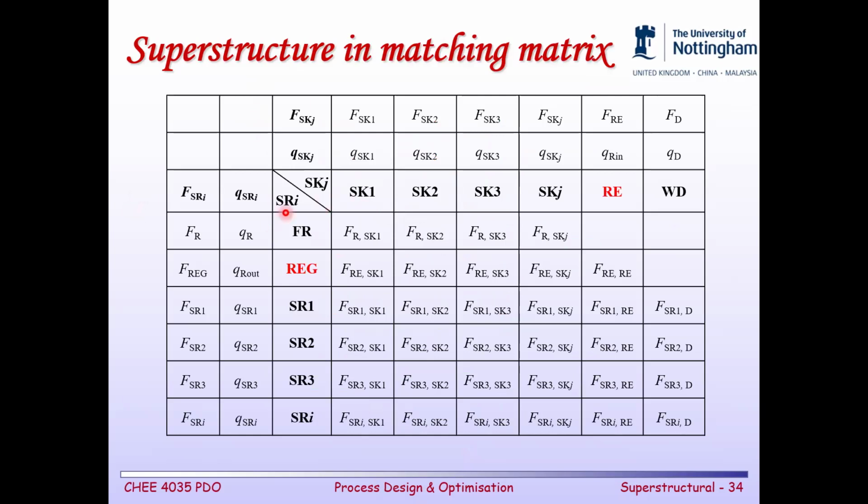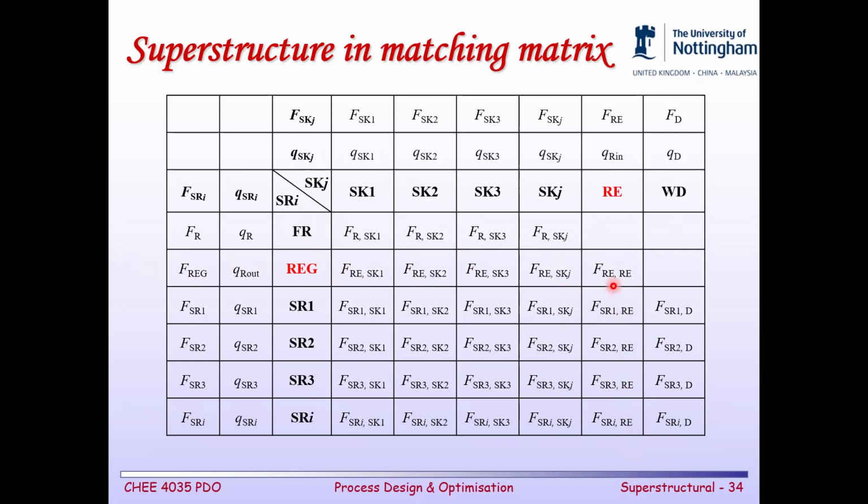And how will it look in tabular form? So it would look like this. There's a regeneration row and column, wherein there's a connection between each sink and the regeneration unit and each source and the regeneration unit.